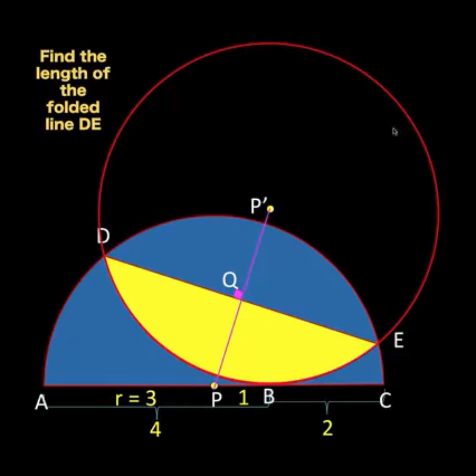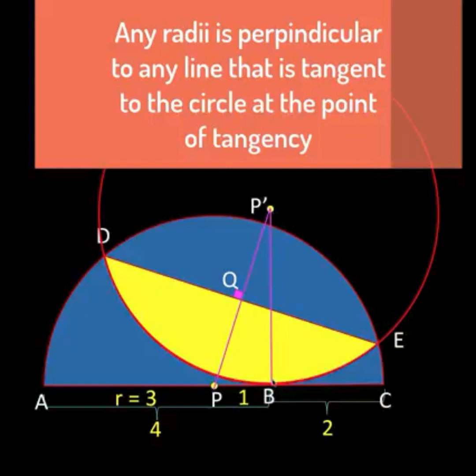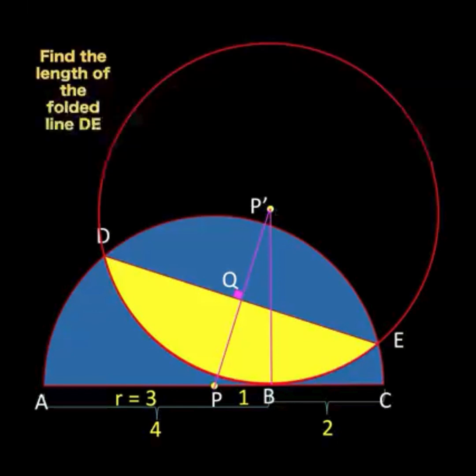Second, since the red circle contains this yellow circular segment of the original semicircle, then the radii of the semicircle and of the red circle must be equal. And if the radius of the blue semicircle is 3 units, then the radius of this red circle must also be 3 units. Then let's construct this line segment from point P prime, which is the center of the red circle, perpendicular to the diameter of the red semicircle. Since the radius of the red circle is 3 units, then the length of P prime B must be equal to 3 units as well.